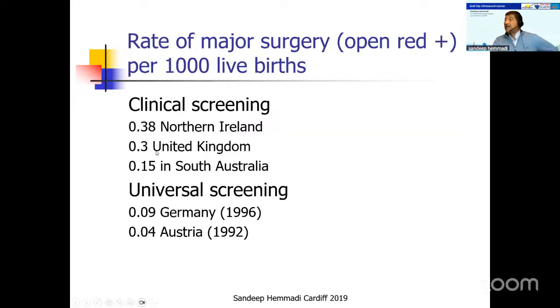Again, here, on the rate of major surgery, if you compare different countries, Ireland, the United Kingdom, and Australia all have only clinical screening or selective ultrasound screening, and their percentage of open reductions or more for any intervention per 1,000 live births is about 0.3 in the UK, whereas in countries which have universal screening, it is 10-fold lower, so it's 0.04 or 0.09.